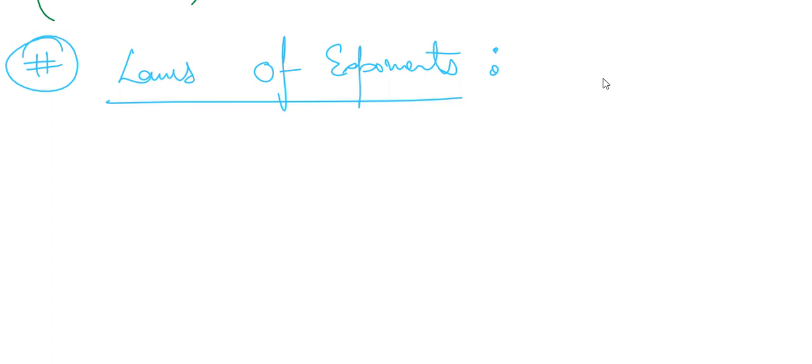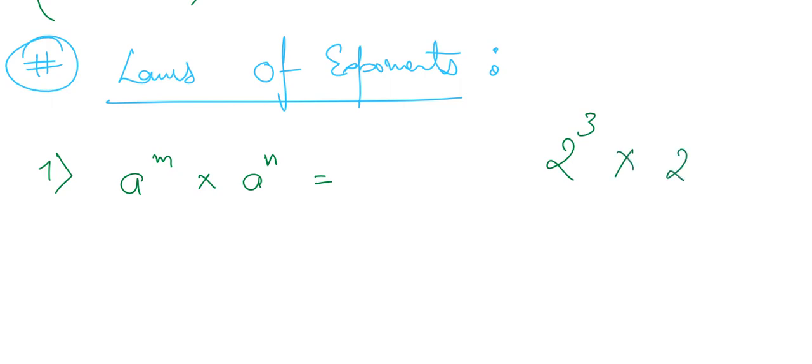Six laws of exponents. Here the first would be what? You would be remembering all these. Okay, so we have laws of exponents like if I have a raised to the power m times, if I have the same base a raised to the power n, then in the multiplication, if both exponents are in multiplication and the bases are in common, that means if I have something like 2 raised to the power 3 and I'm multiplying with 2 raised to the power, let's suppose, minus 1.